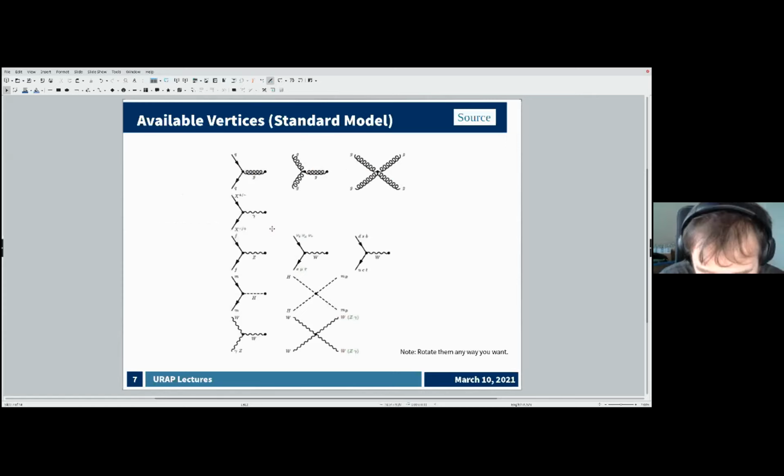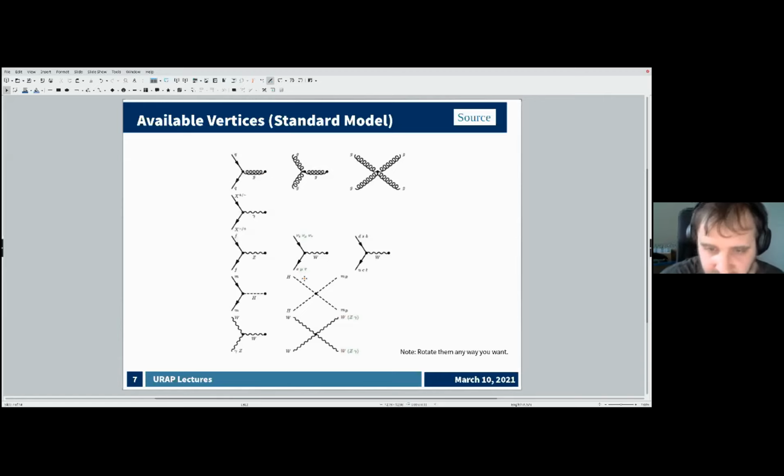Then on the next row, or actually next two rows, you have interactions that correspond to the electroweak force, right? So you have interaction of fermions with a photon, and also interaction of fermions with a W or a Z boson. And at the bottom, you have interactions with the Higgs boson, and also some self-couplings. One thing to say is that these are your basic building blocks. These are the Lego blocks that go into making Feynman diagrams, and you can rotate them and connect them in any way that you want, right?